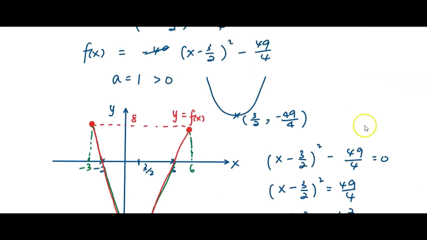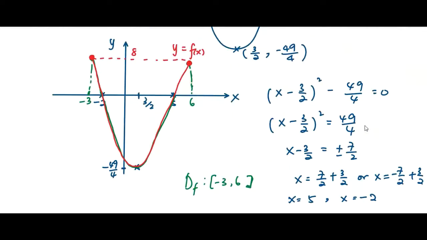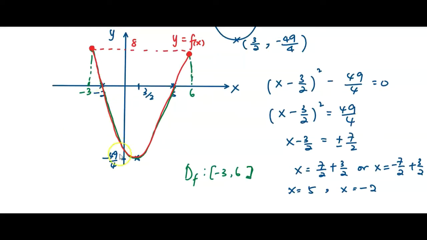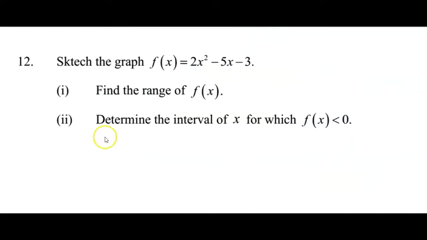Now the question asks us to find the range. Determine the range of f(x). Look at the graph. The lowest point of the graph is at -49 over 4. So the range will start from -49 over 4, including this value. And the highest point is at 8. We use the dark circle to show that this graph also includes y equals to 8. So our range will be from -49 over 4 until 8.